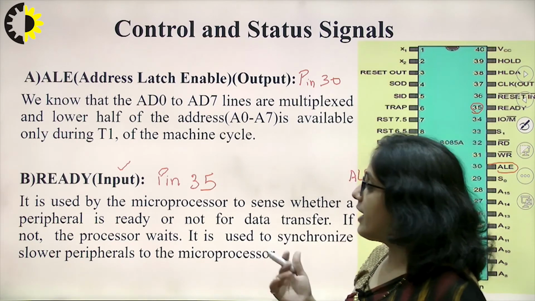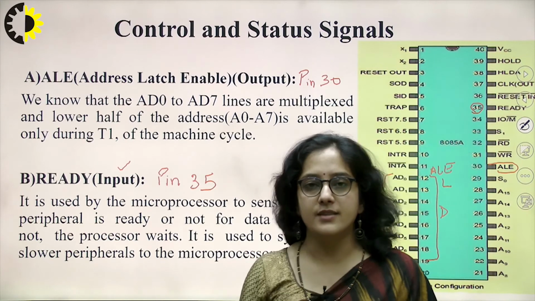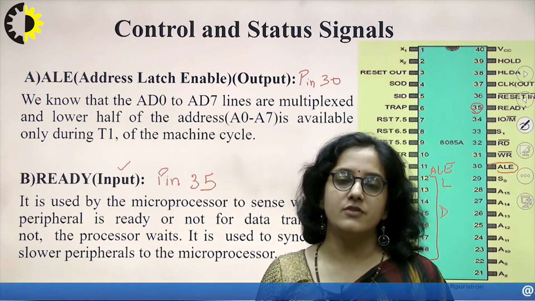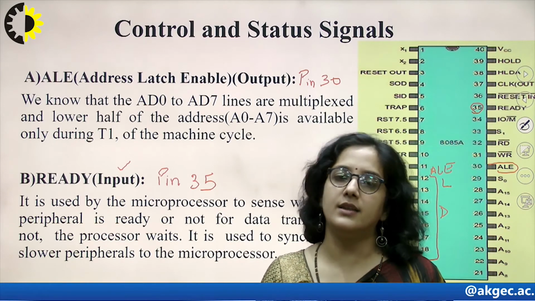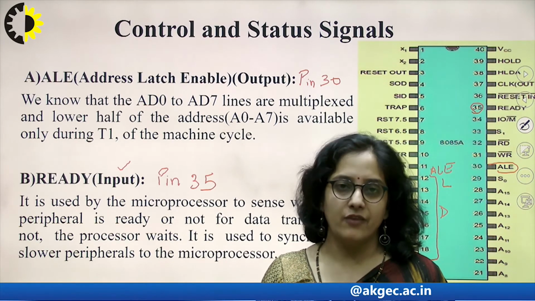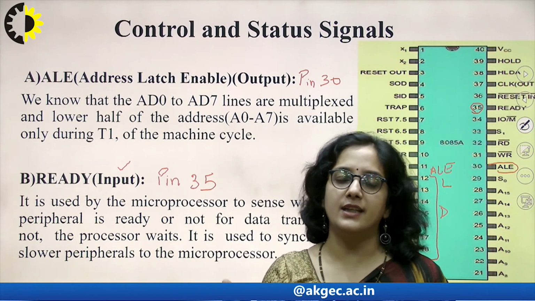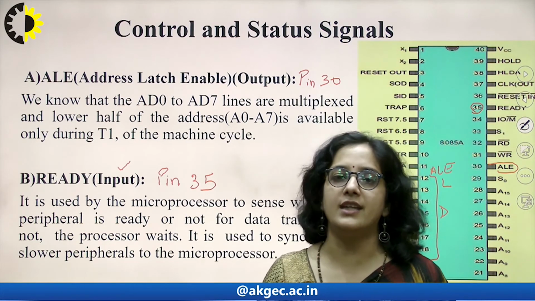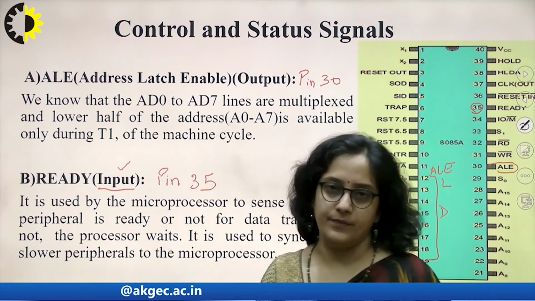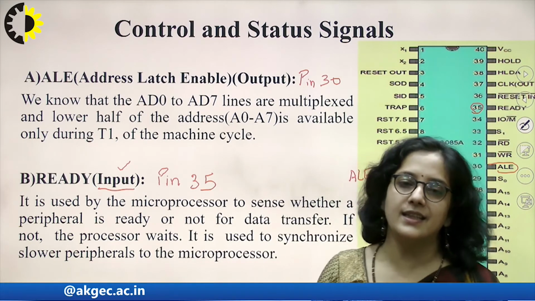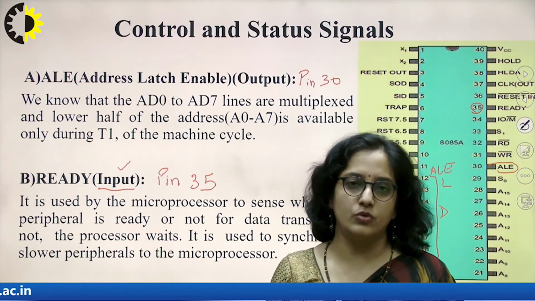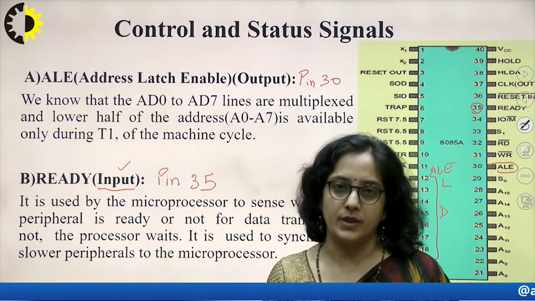And which type of device can we say? The slow peripheral device, which is working at slower speed than the 8085 microprocessor. When that device is ready for communicating, ready for sending any data or ready for receiving any data, the signal goes high, and when the microprocessor reads this signal, it will transfer the data to that device or take the data from that device. Okay.